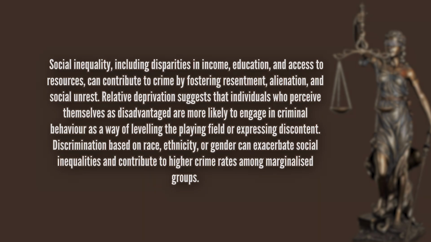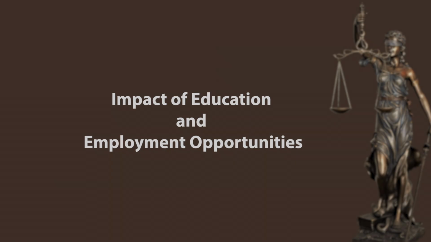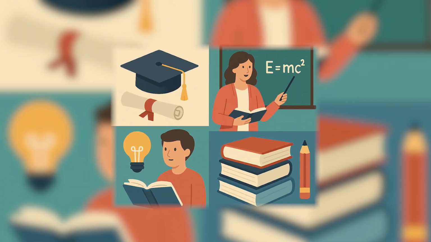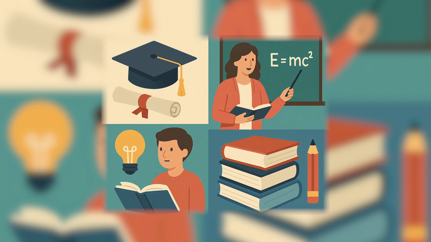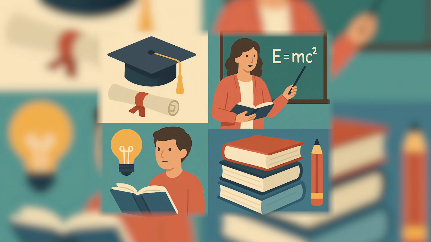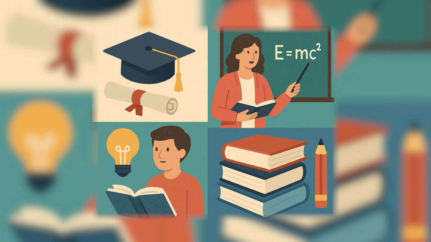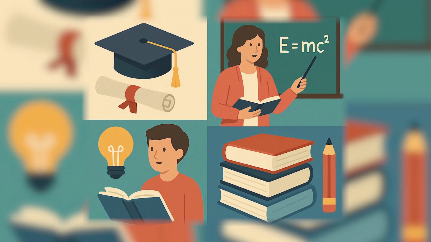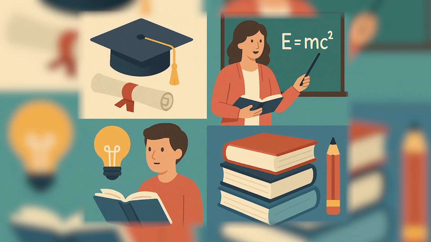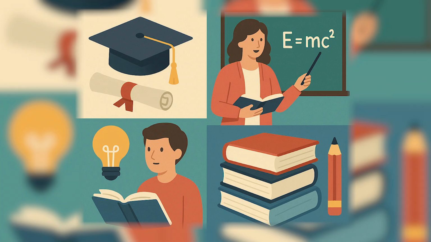Discrimination based on race, ethnicity, or gender can exacerbate social inequalities and contribute to higher crime rates among the marginalized groups. Third point, that is impact of education and employment opportunities. Education is a critical factor in reducing crime because it provides individuals with the skills, the knowledge, and the opportunities that reduce the appeal of criminal activities. Education also increases human capital, making individuals more valuable in the labor market, and develops cognitive and social skills that help individuals make better decisions and resist peer pressure.